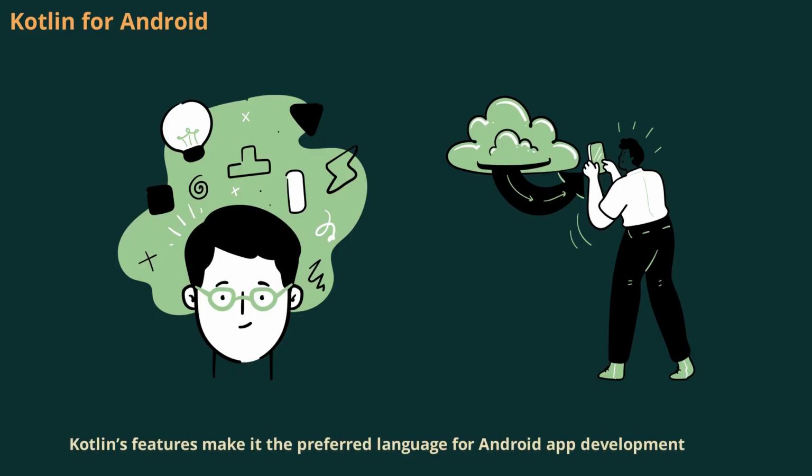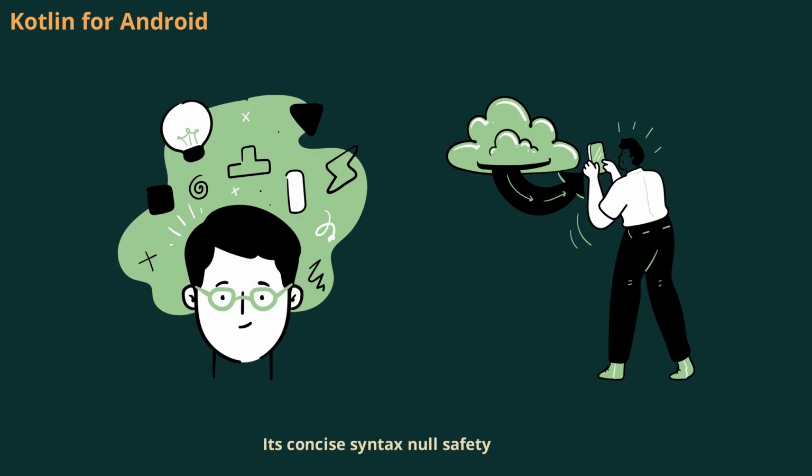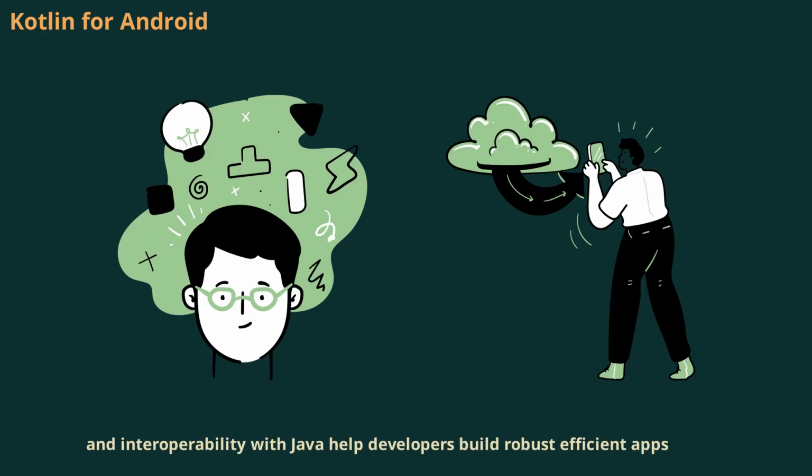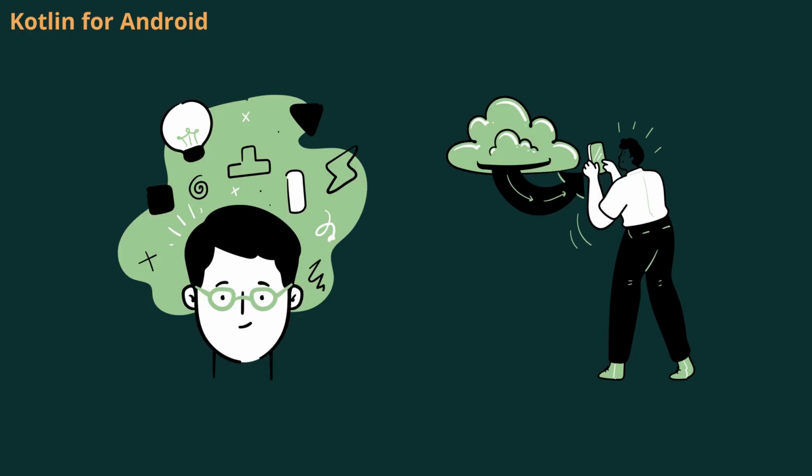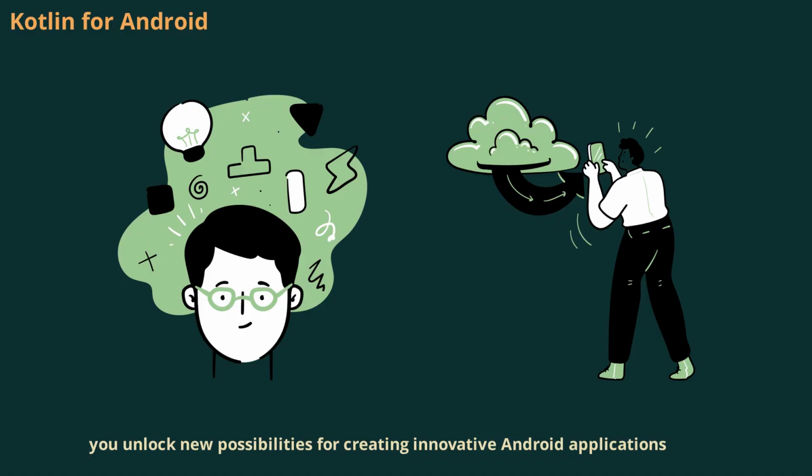Kotlin's features make it the preferred language for Android app development. Its concise syntax, null safety, and interoperability with Java help developers build robust, efficient apps. Google's endorsement of Kotlin has accelerated its adoption, making it a must-learn language for anyone interested in mobile development. By mastering Kotlin, you unlock new possibilities for creating innovative Android applications.